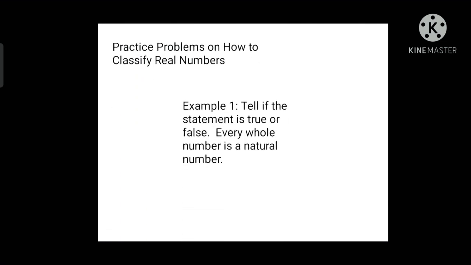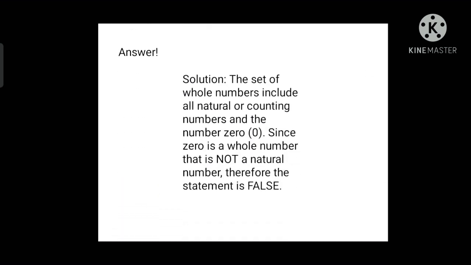So we must practice problems on how to classify real numbers. Just tell me if it's true or false. Every whole number is a natural number. So the answer is false, since the set of whole numbers includes all natural or counting numbers plus the number 0. Since 0 is a whole number, it is not a natural number. Therefore, the statement is false.